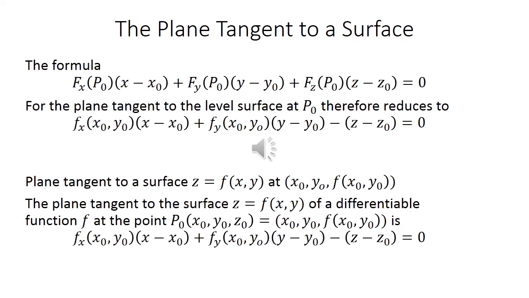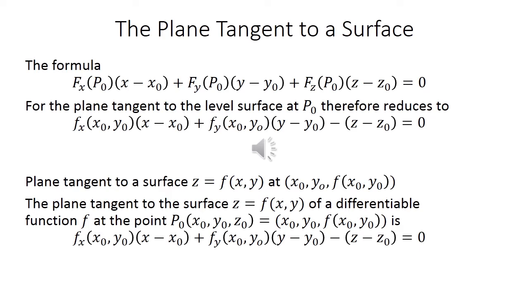Now writing the tangent plane function as before, we get the partial of capital F with respect to x computed at P naught times x minus x naught, plus the partial of capital F with respect to y computed at P naught times y minus y naught, plus the partial of capital F with respect to z computed at P naught times z minus z naught, equals 0.